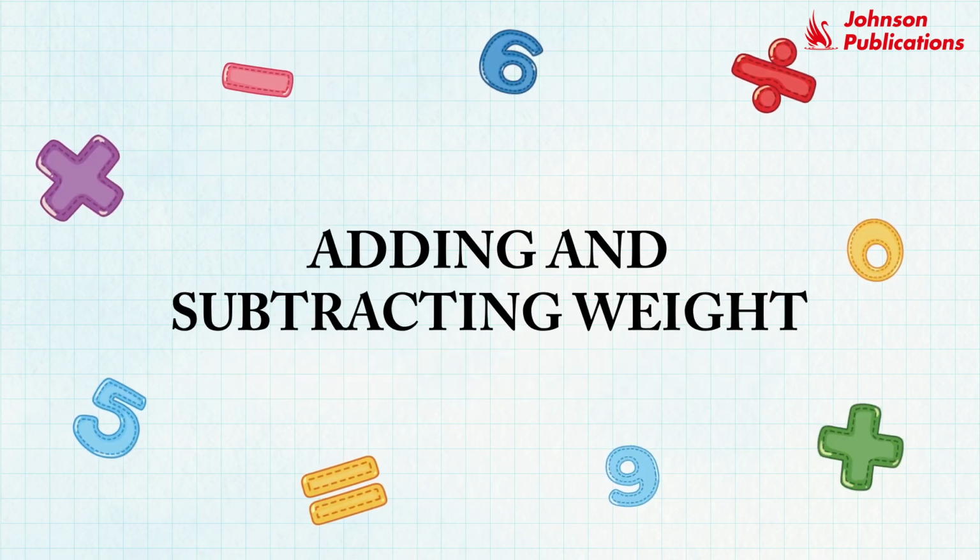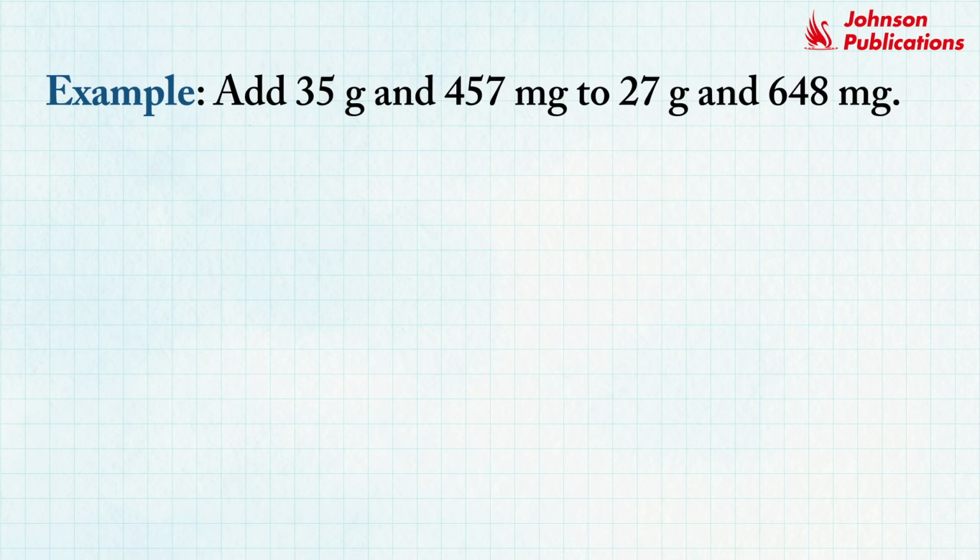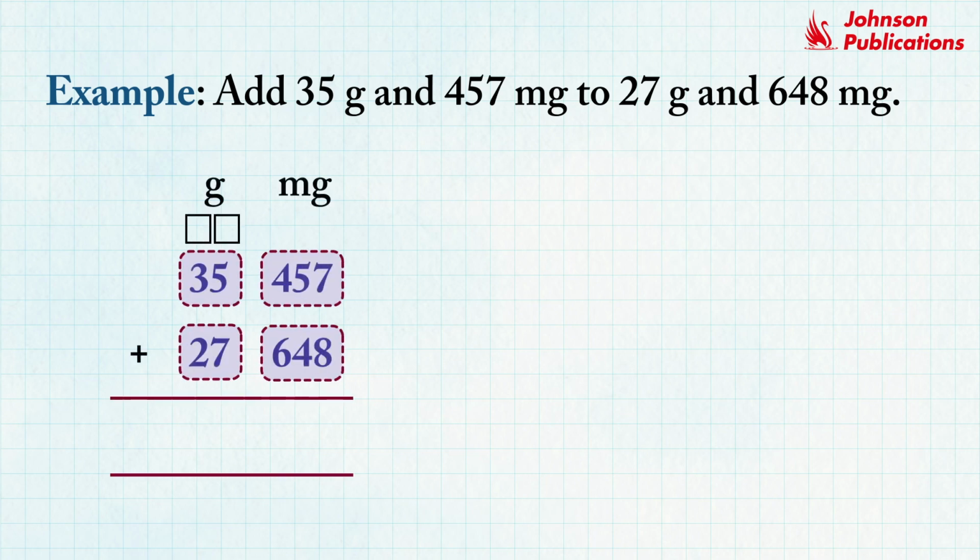Adding and subtracting weight. Example: add 35 gram and 457 milligram to 27 gram and 648 milligram. Step 1. First, add the milligram 457 and 648. We get 1105 milligrams. It can also be written as 1 gram as carry over and 105 milligram.